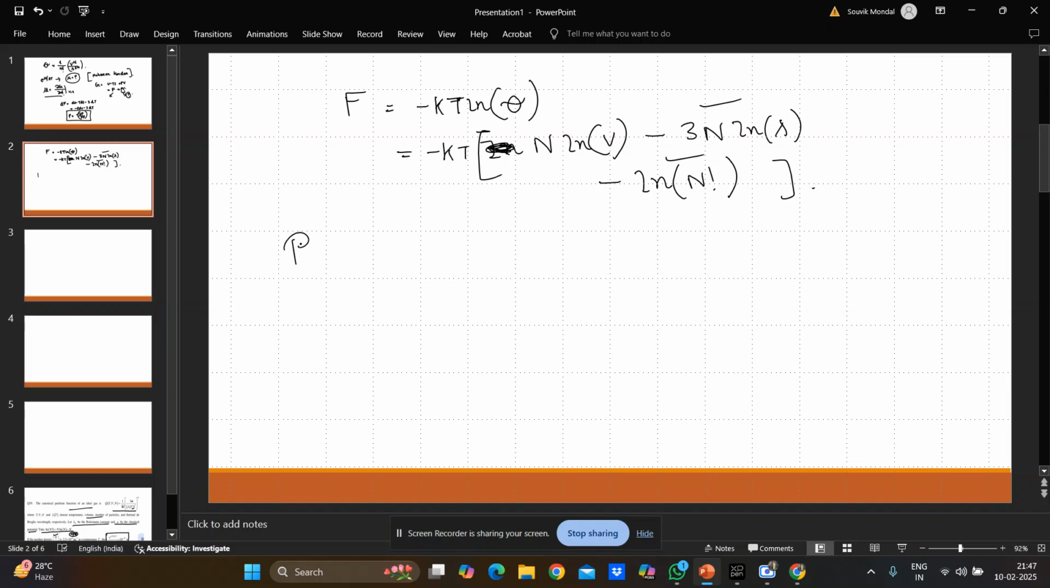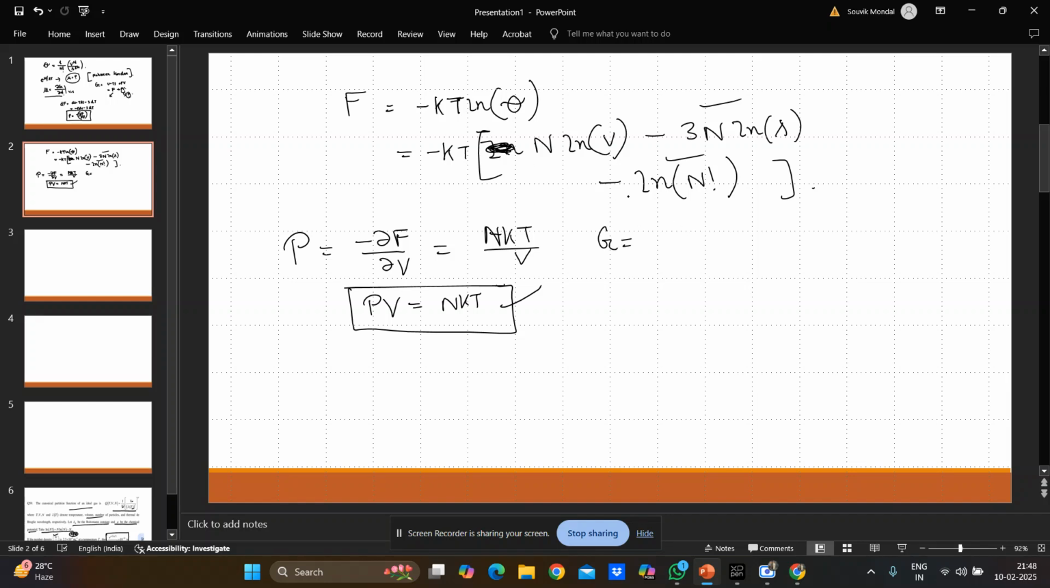So P is minus del F by del V, and my minus is already absorbed here, so it will be NkT by V. So basically what you get is that PV is equal to NkT for this kind of canonical partition function. This is the trick, the main thing you have to do in this question, nothing else. If you know the formula, the rest is done. So PV is equal to NkT. Now simply write what is G.